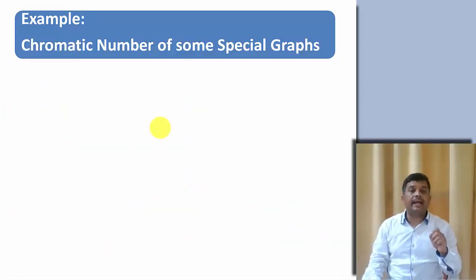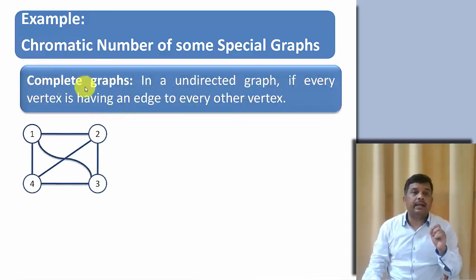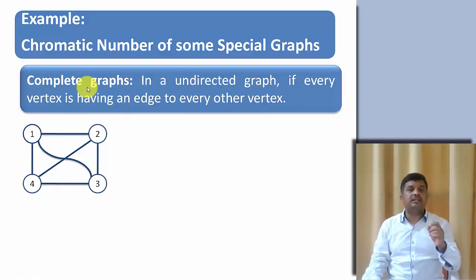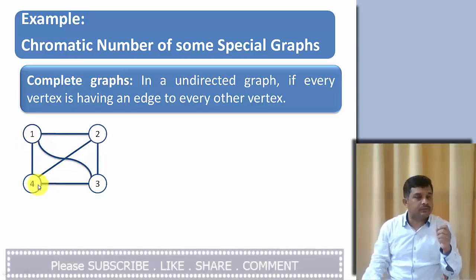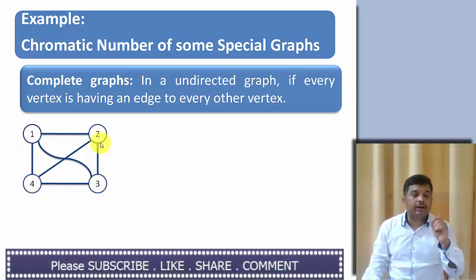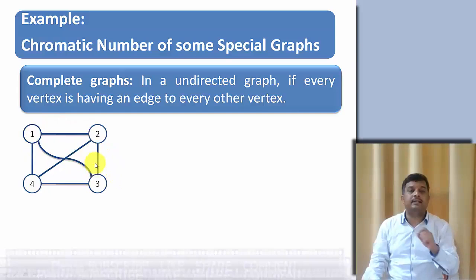Now before going to the algorithm, let us see what the different special graphs are and what their chromatic numbers are. Let us see a complete graph. A complete graph is an undirected graph where every vertex has an edge to every other vertex. Here you can see for vertex 1, there is an edge to vertex 2, to vertex 3, to vertex 4. Like that, for every vertex to every other vertex there is an edge.